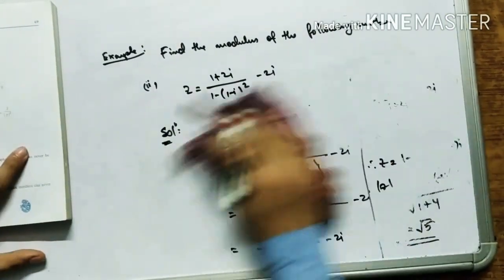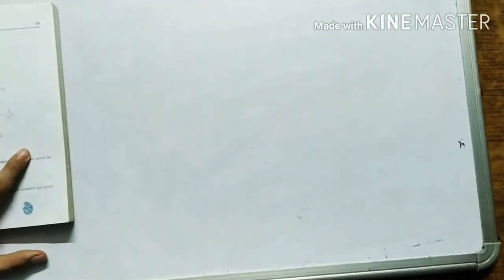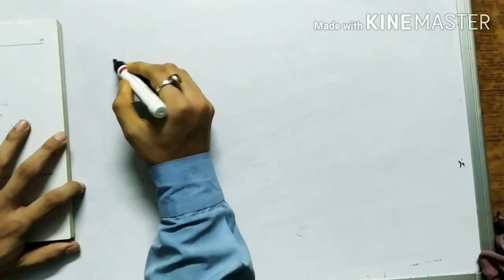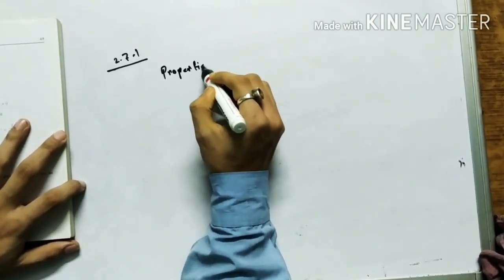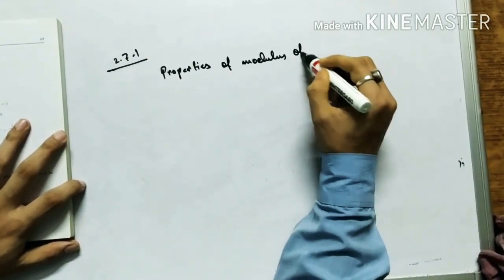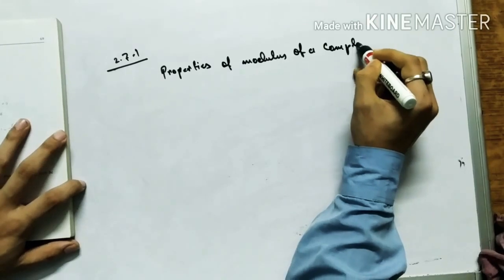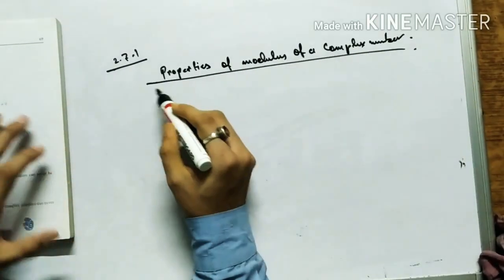So in here, properties of modulus of a complex number. This is very important there. 2.7.1 properties of modulus of a complex number.